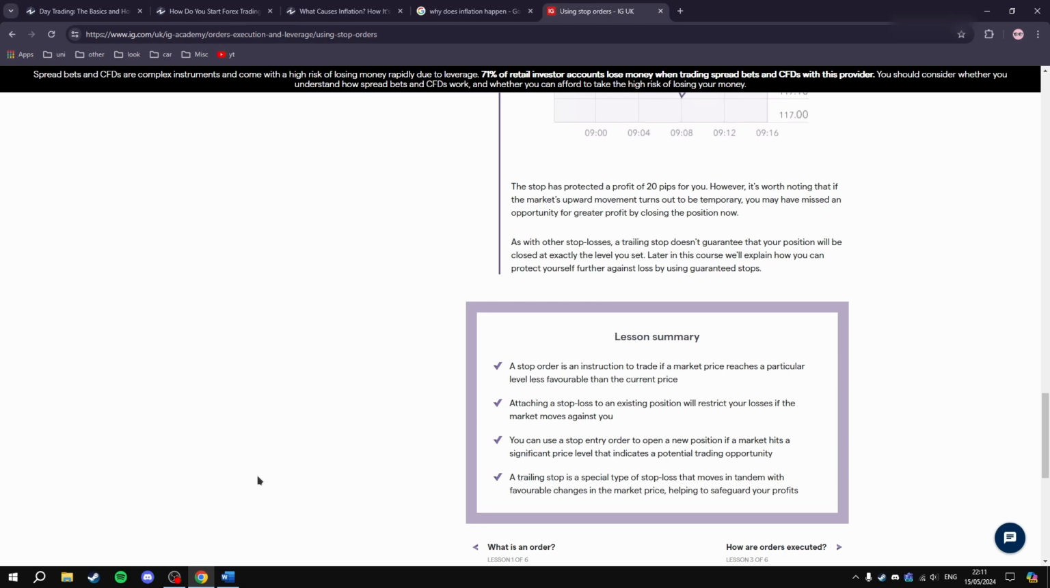Lesson summary. A stop order is an instruction to trade if a market price reaches a particular level less favourable than the current price. Attaching a stop loss to an existing position will restrict your losses if the market moves against you. You can use a stop entry order to open a new position if a market hits a significant price level that indicates a potential trading opportunity. Can you use stop entry to open new? A trailing stop is a special type of stop loss that moves in tandem with favourable changes in the market price, helping to safeguard your profits.